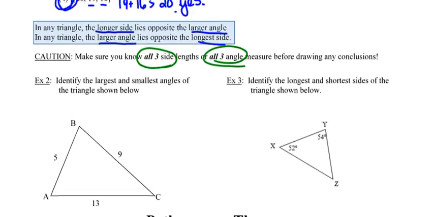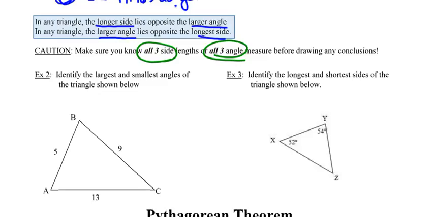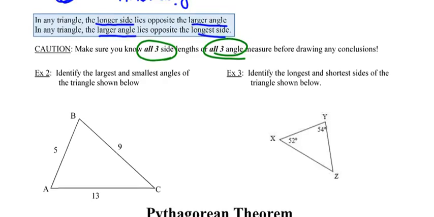All right, let's take a look at a couple of examples dealing with this idea. In example 2, it says to identify the largest and the smallest angles of that triangle. In order to do this, I'm going to start by looking at the sides. The three sides are 5, 9, and 13. The largest angle will lie opposite the longest side. The longest of those three sides is 13, so the largest angle is the angle across from that side, making the largest angle angle B.